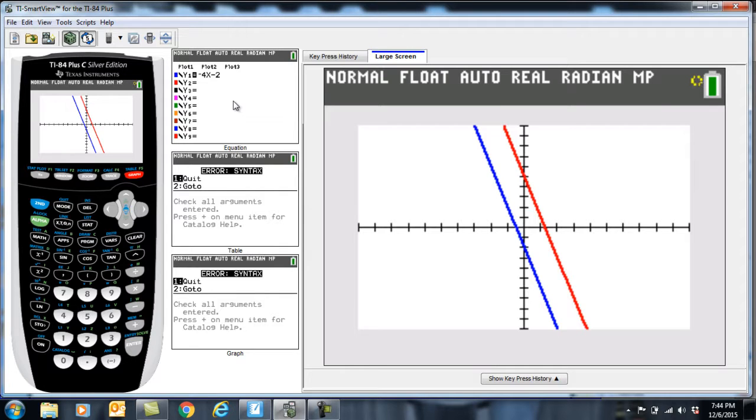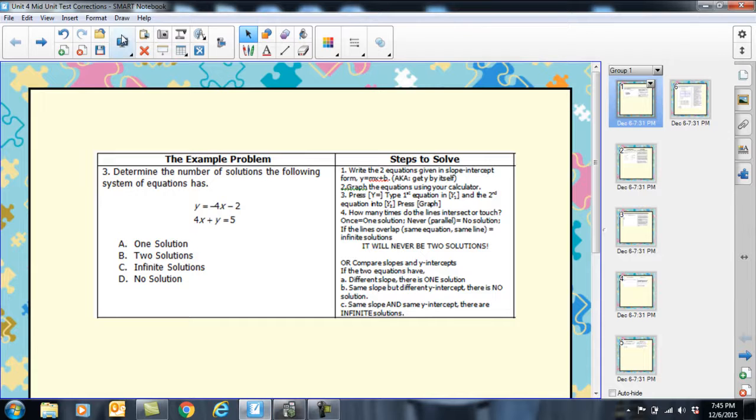And so you should see that these two lines are parallel to each other. They never ever cross. And so because they're parallel, we have no solution.